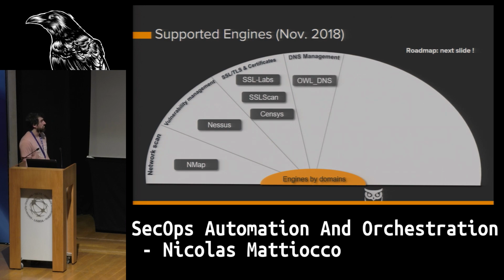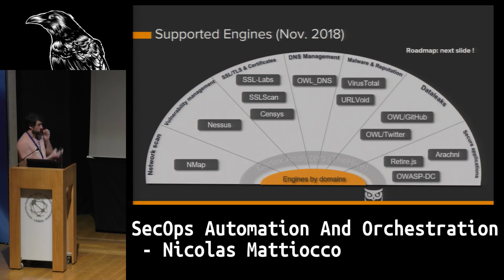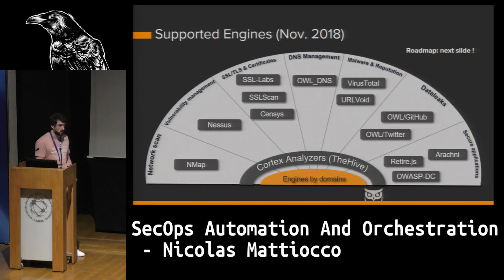As of today, we have developed a multiple range of engines. We support all of this application. So from network scan, vulnerability management, SSL management, DNS. All DNS is just a tool we have released to perform a lot of checks on the DNS side. Malware and web application, data leaks, and secure application. When I was writing this slide, I said that there is no sense between Nmap and OWASP dependency checks and so on.